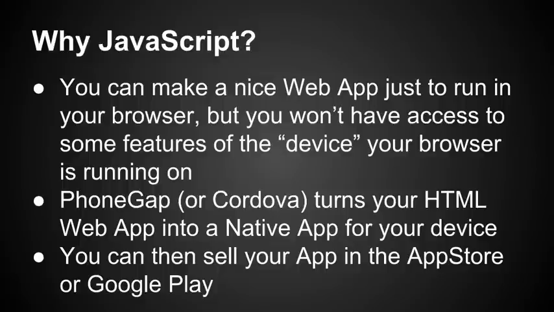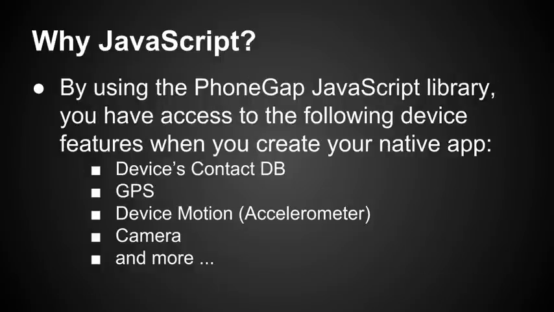So you can make a nice web app which just runs in a browser, but you wouldn't have access to some of the features of the device your browser is running on. So PhoneGap turns your HTML web app into a native app for your device. Once it's a native app, you can sell your app on the App Store or at Google Play. So native apps allow you to have access to the device's contact database, GPS functions, the accelerometer, the camera, compass, and many more sensors that your phone or tablet has.